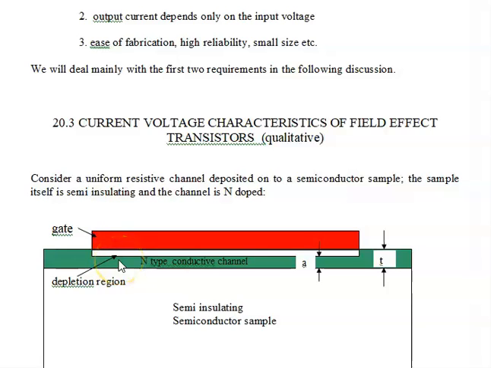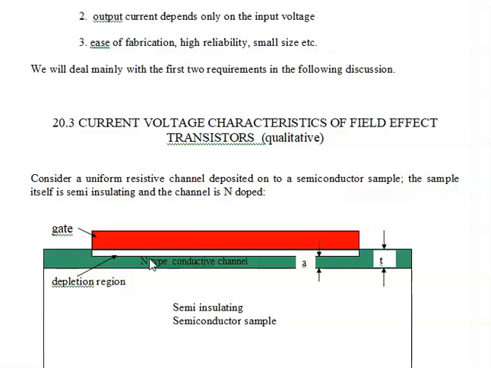a process called epitaxy. Epi means like or same, taxi layer. So the idea is we put a semiconductor layer on top of a semiconductor, and if we now put a gate metal on top of an N-type semiconductor, we have a Schottky barrier.